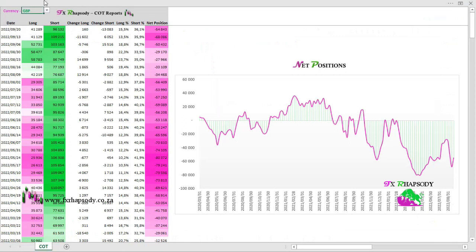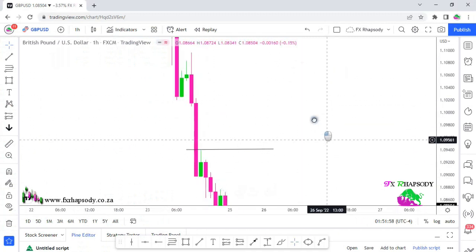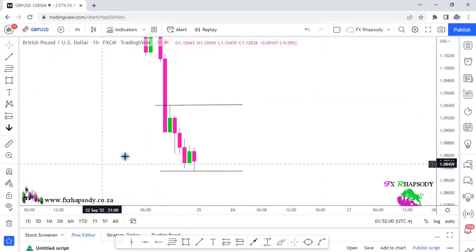COT report wise, we're looking at the British pound. A lot of shorts are being closed in the market, a little bit of longs, but more shorts. Price is just in that consolidation phase, so I'm pretty sure price is going to start making a retracement back. We might look at some buy opportunities coming your way.